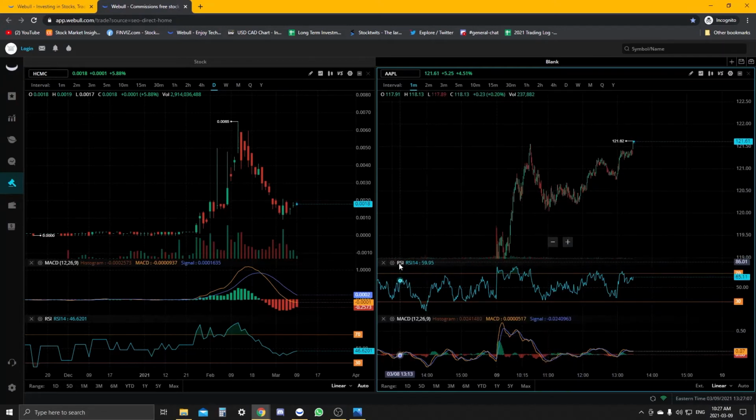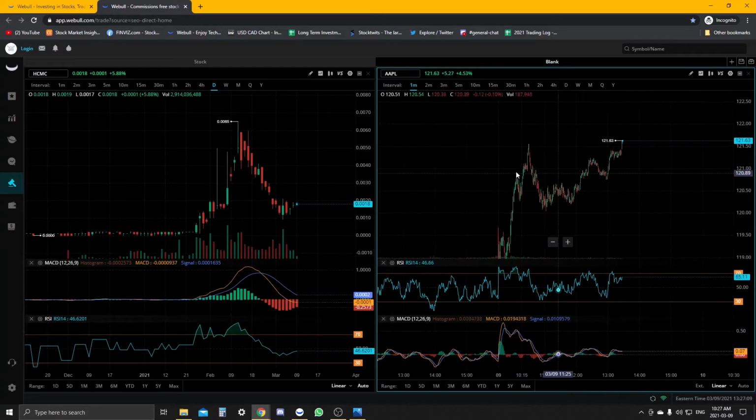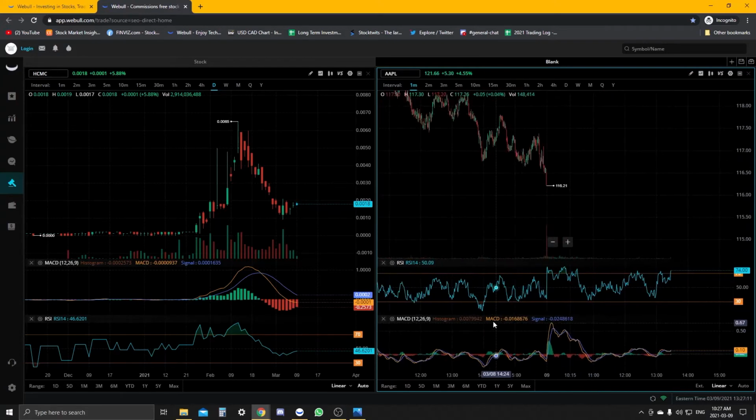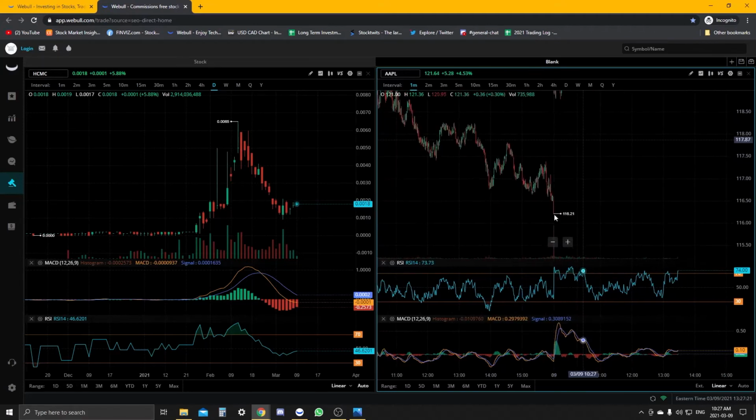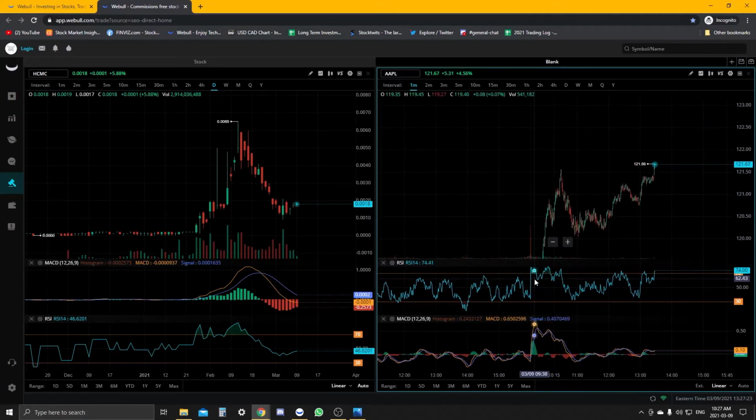So RSI, the relative strength index, this measures the strength of the stock. Say for example, right here, right? It's below 30, it is oversold right here. But then as you can see, it went back up and then went even lower. And then what happened here? It just shot up, right? It just shot all the way up, and now we're up here.